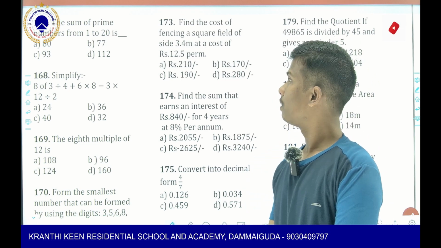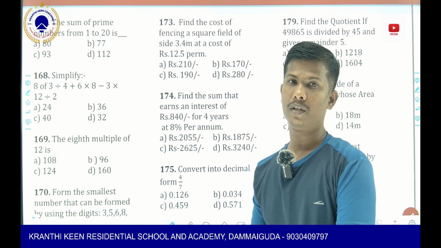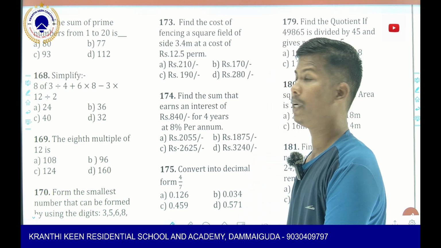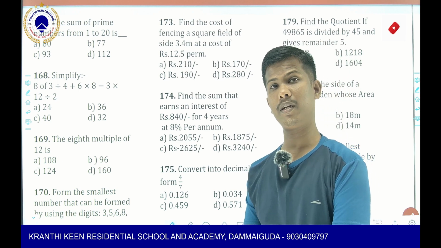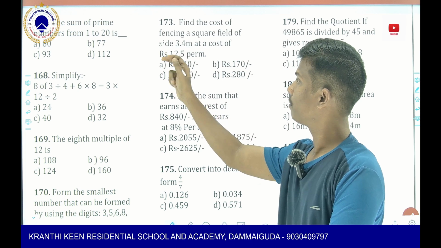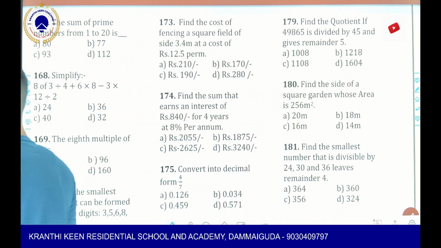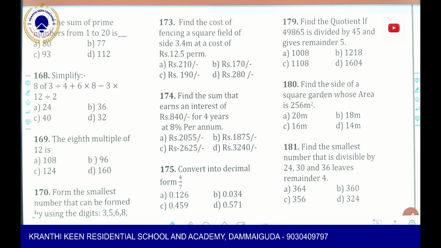That means you see, to find the fencing, you have to find the perimeter. Okay. Sometimes he asks you the cost of painting. At that time, you have to find the area. But when he asks you about fencing, what you have to do is find the perimeter. Okay. You have to find the perimeter.